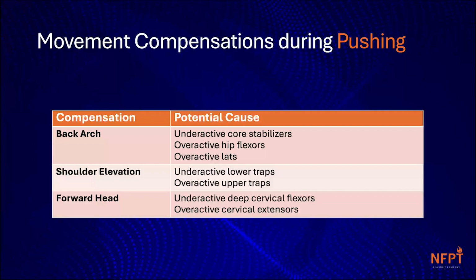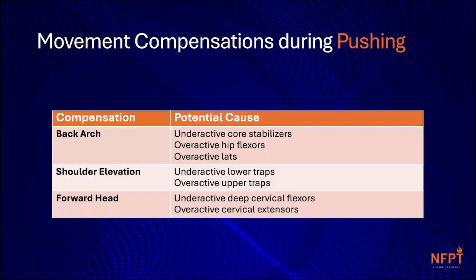Another compensation that you might see is shoulder elevation. And this is just when the shoulders shrug up a little bit. So they don't have to go up all the way, but they might go up just a little bit during that pushing motion. And what that means is that we've got some underactive lower traps that need to be strengthened, and we've got some overactive upper traps.